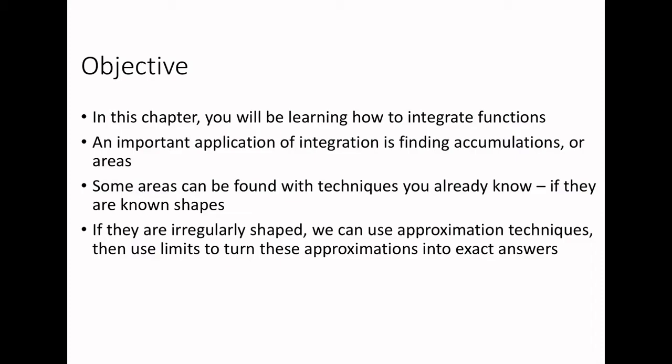So some areas can be found with techniques you already know, if they're known shapes. If you can graph a circle, a semicircle, a quarter of a circle, a triangle, a rectangle, a trapezoid, then you can use your geometry formulas to find those areas. If they are irregularly shaped, if you just have some boundary from a curve and some other boundary from another curve, then we're going to use basic math with rectangles to approximate the areas. And then we're going to bring in calculus with limits to turn these approximations into exact answers.